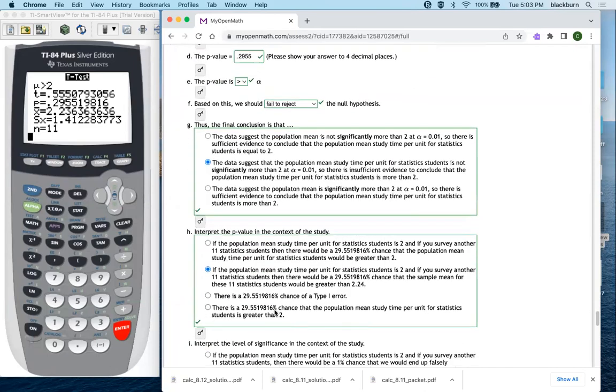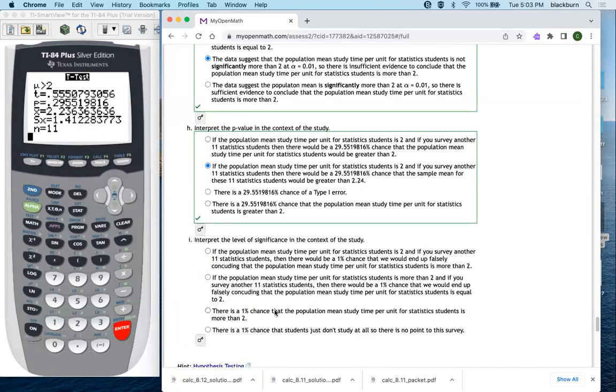Last but not least, if the population mean study time per unit for stat students is 2 and you survey another 11 students, there's a 1% chance we would end up falsely concluding that the population mean time for statistics students is more than 2. And then, if the population mean study time per unit is more than 2, and you survey another 11 stat students, there'd be a 1% chance we would end up falsely concluding that the population mean is equal to 2. It's the first one.